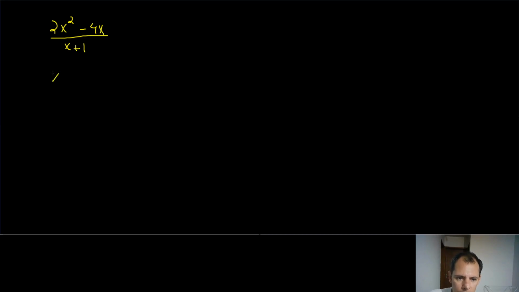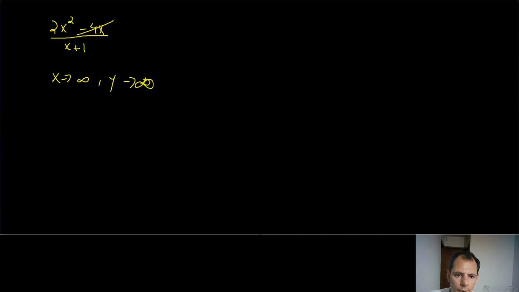As x approaches infinity, this is going to be positive. This doesn't matter because it's a small number compared to x squared. So this is going to be positive, and the x in here is going to be positive. So positive divided by positive, that means that y will approach infinity.